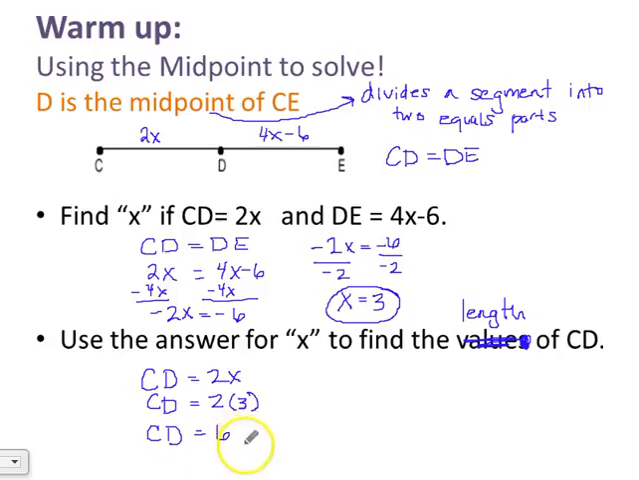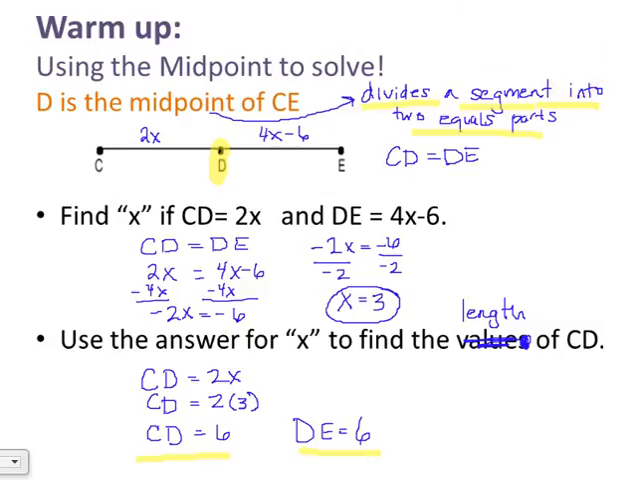If CD equals 6, what would the length of DE equal? It would also have to equal 6, because we were given that D is the midpoint, and we know that a midpoint divides a segment into 2 equal parts. So the length of the segments would have to be the same.